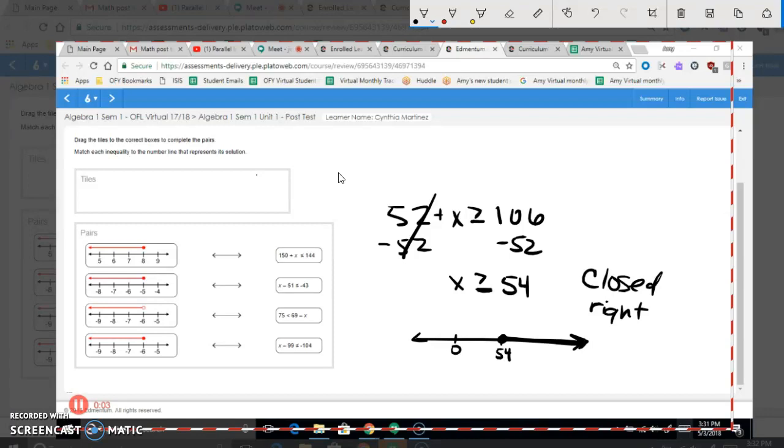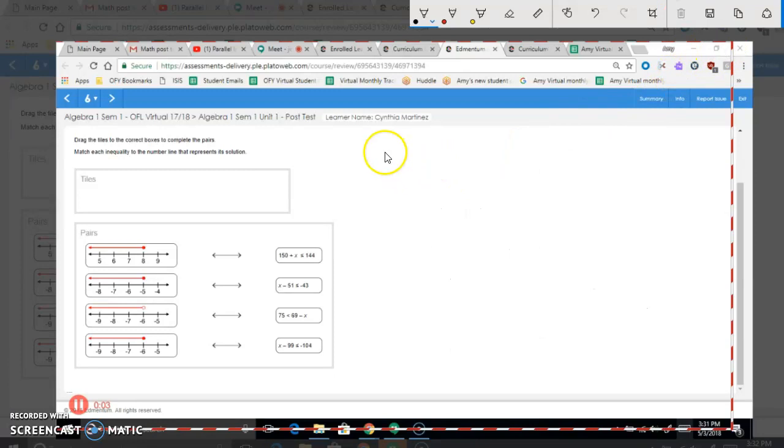Another thing that we're going to look for here is if we ever have a negative, which actually we don't even have any negatives here. And so if we just do one more example, let's do x minus 100 is less than, let's say, 71.